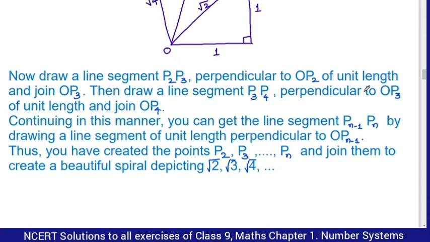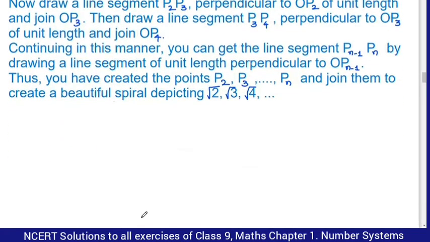Continuing in this manner, you can get the line segment P(n-1)Pn by drawing a line segment of unit length perpendicular to OP(n-1). Thus, you have created the points P2, P3 and so on up to Pn and join them to create a beautiful spiral depicting square root of 2, square root of 3 and square root of 4.